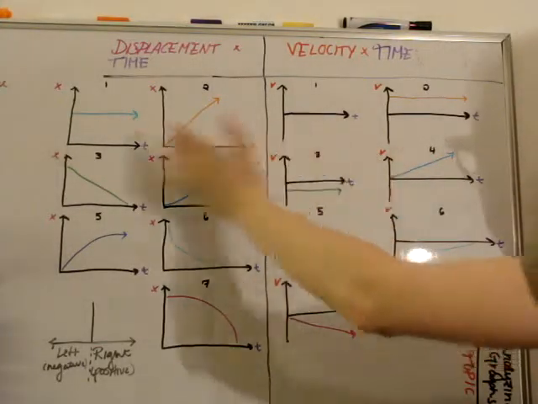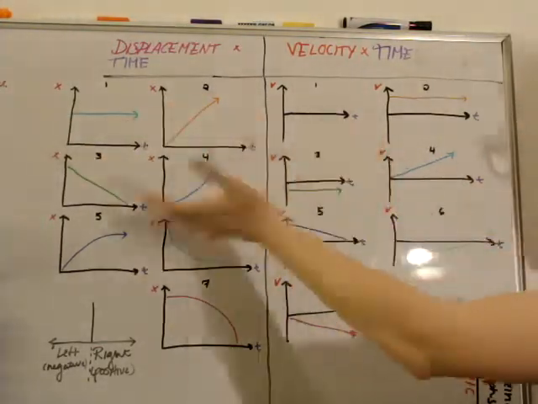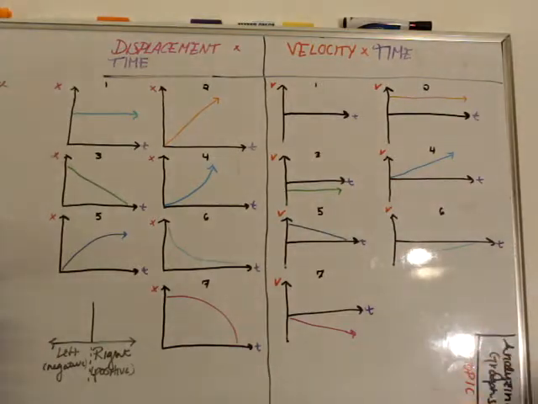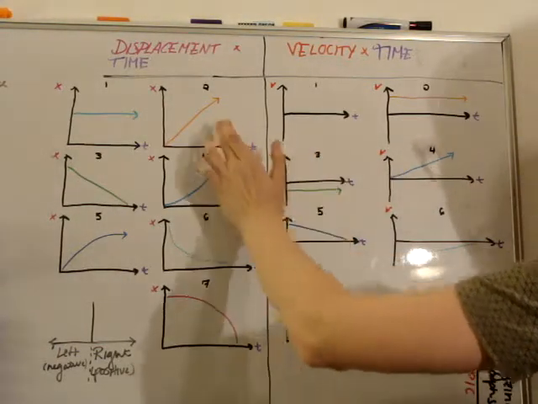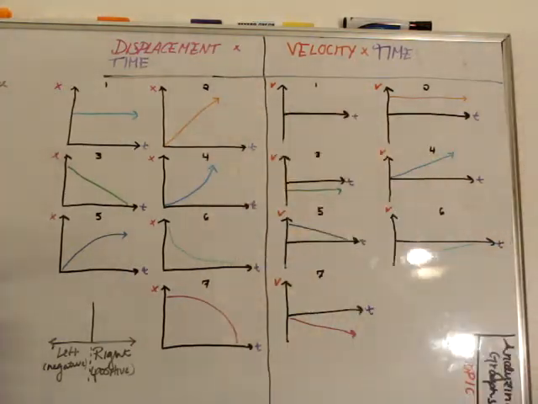So these graphs are numbered, like number 1 corresponds to number 1 over here, so they all kind of relate. So when I say graph number 1, I'm referring to both of these. When I say number 2, I'm referring to both of these.